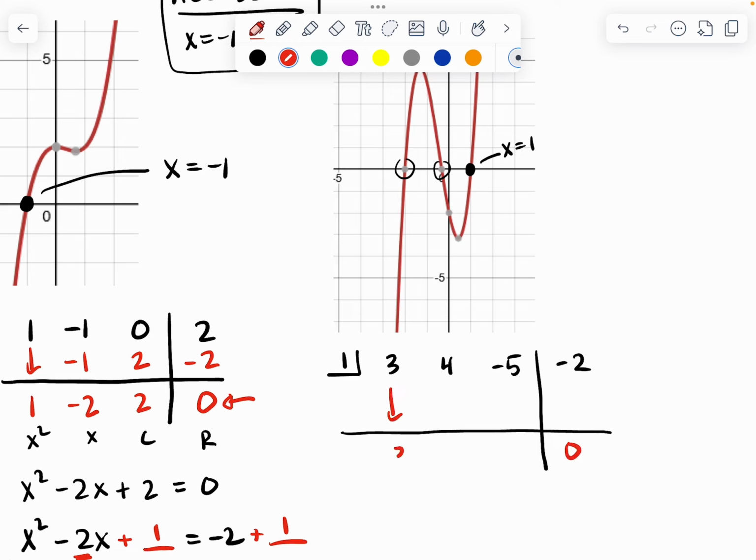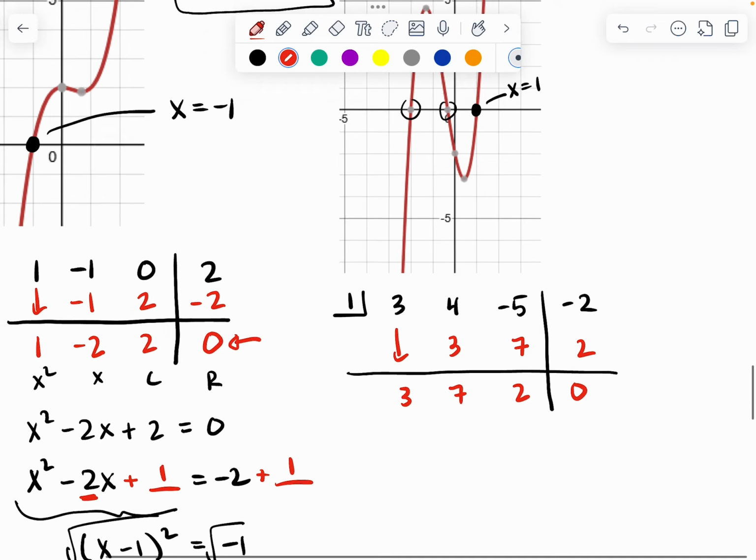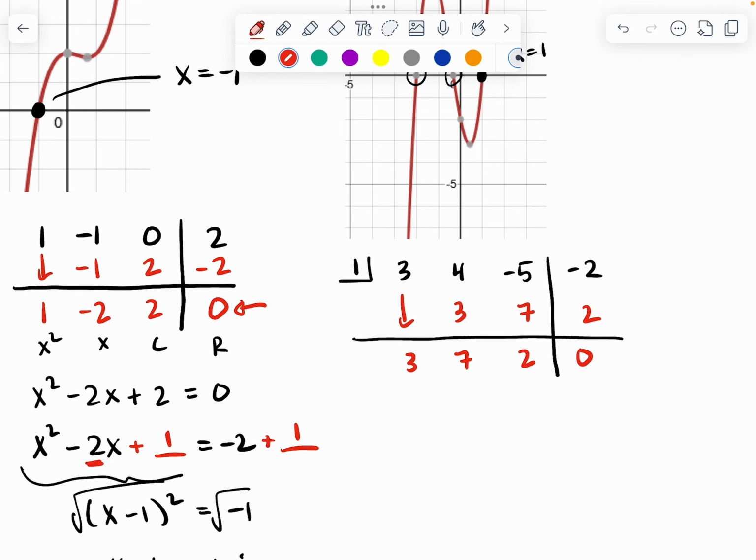So bringing this down, I get 3. 1 times 3 is 3. 4 plus 3 is 7. 1 times 7 is 7. -5 plus 7 is 2. 1 times 2 is 2. -2 plus 2 is 0. So that worked. So this is my remainder, my constant, my x squared. So this is going to be 3x squared plus 7x plus 2 equals 0.